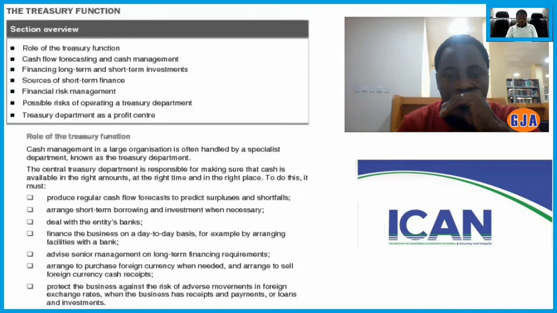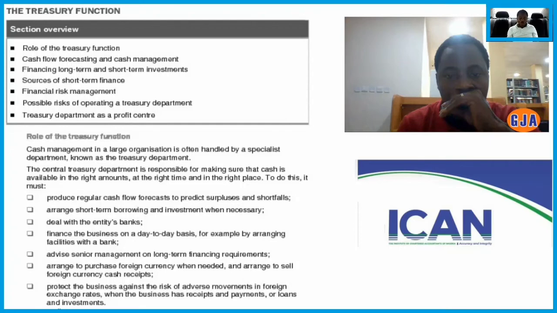Also, we must be able to advise. We must function as advisors. That is, we must be able to advise senior managers on long-term financing requirements to position our organization favorably for finance. We must be able to know what the banks and financiers request, what we need, and ensure that our organization always has them on hand as and when due.